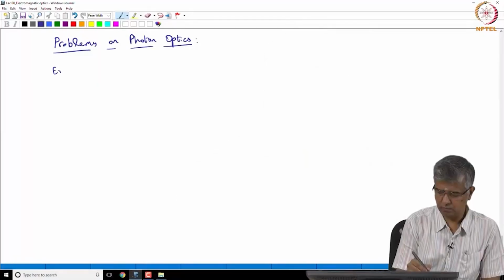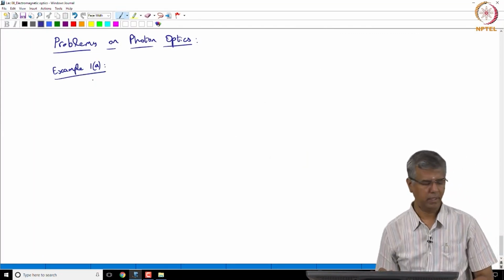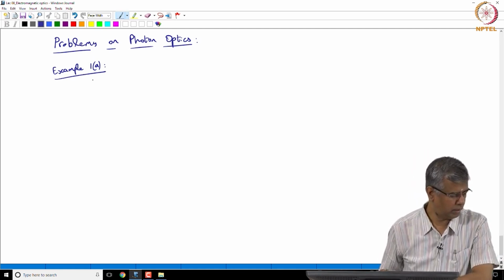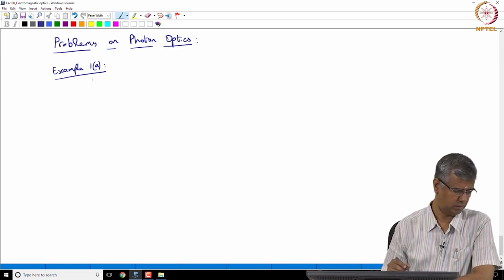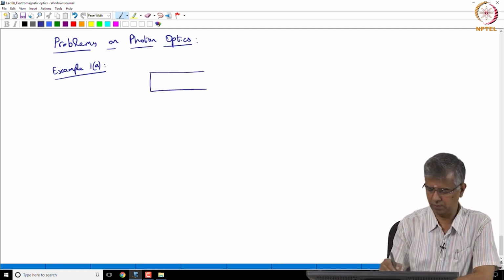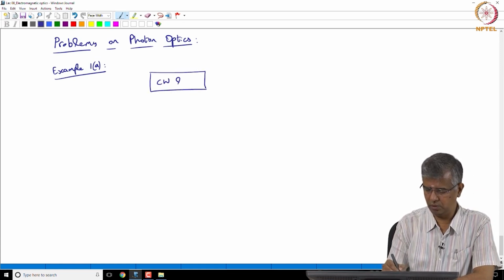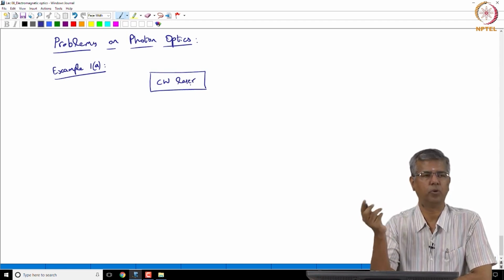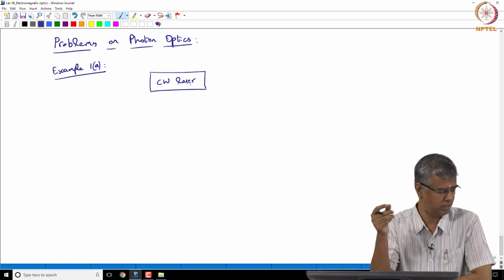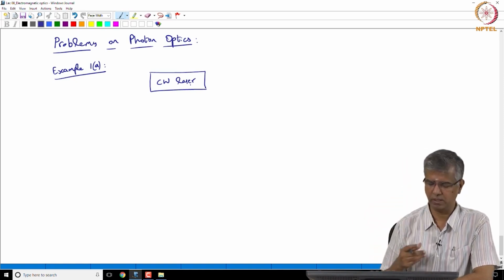So let's take the example of, let's say, 1A. You are told that you have a CW laser. So what does CW mean? CW corresponds to continuous wave, as opposed to the other type of laser, which would be a pulse laser. If it's emitting pulses, you say it's a pulse laser. Otherwise, it's a continuous wave laser.